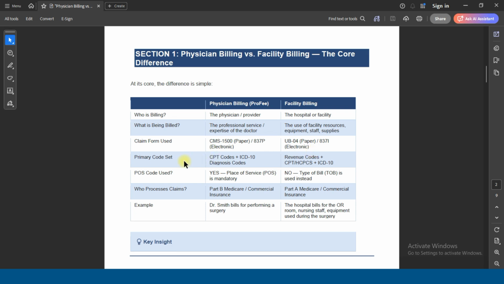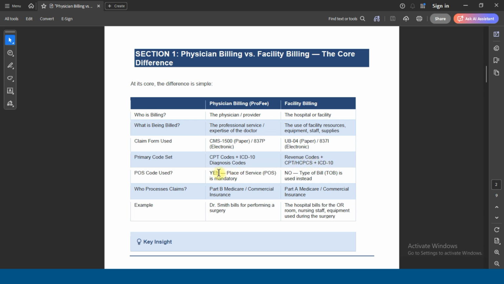So, what are the primary code sets we will use in physician billing and facility billing? In physician billing, we will use CPT codes as well as ICD-10 diagnosis codes. As we have discussed previously, in physician billing we will not code supplies. In facility billing, we will use revenue codes as well as CPT, HCPCS and ICD-10-CM.